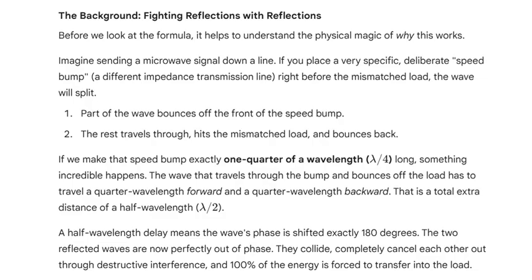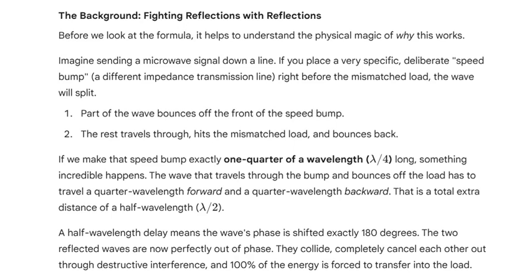The background: fighting reflections with reflections. Before we look at the formula, it helps to understand the physical magic of why this works. Imagine sending a microwave signal down a line. If you place a very specific, deliberate speed bump, a different impedance transmission line, right before the mismatched load, the wave will split. Part of the wave bounces off the front of the speed bump. The rest travels through, hits the mismatched load, and bounces back.